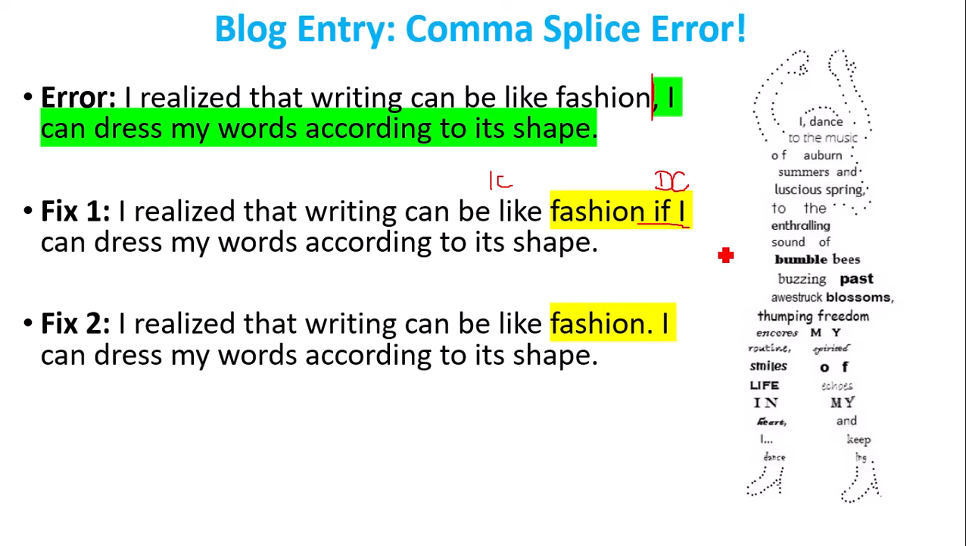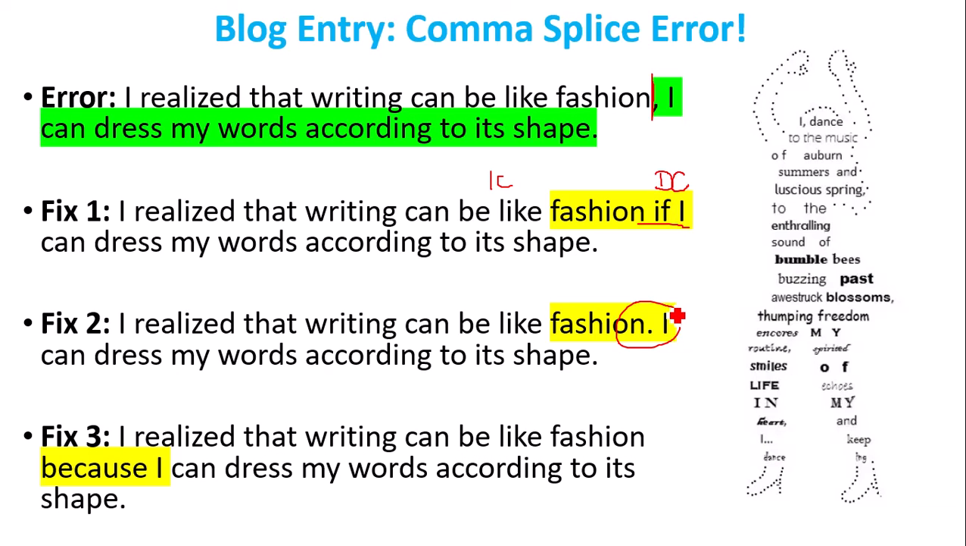Fix number 2: "I realize that writing can be like fashion, period. I can dress my words according to their shape." So, full stop. What would be nice about this is we just had two really long sentences, so having two shorter sentences might give the reader a little bit of a break. Fix 3: "I realize that writing can be like fashion because I can dress my words according to their shape." This is an independent clause, then we have our dependent marker word, and then we have another independent clause.